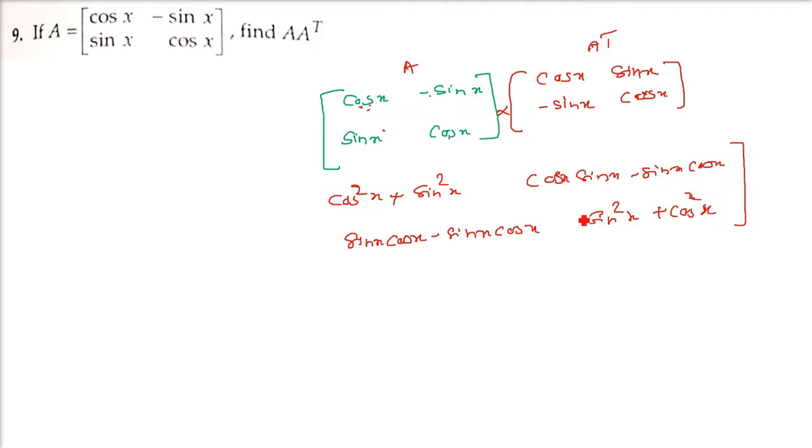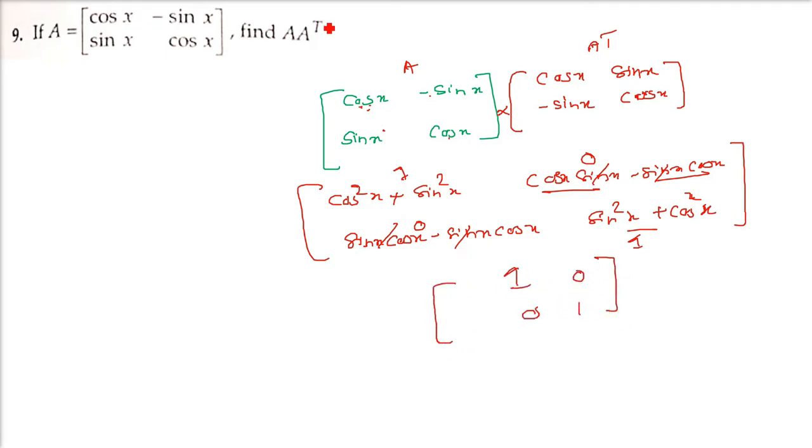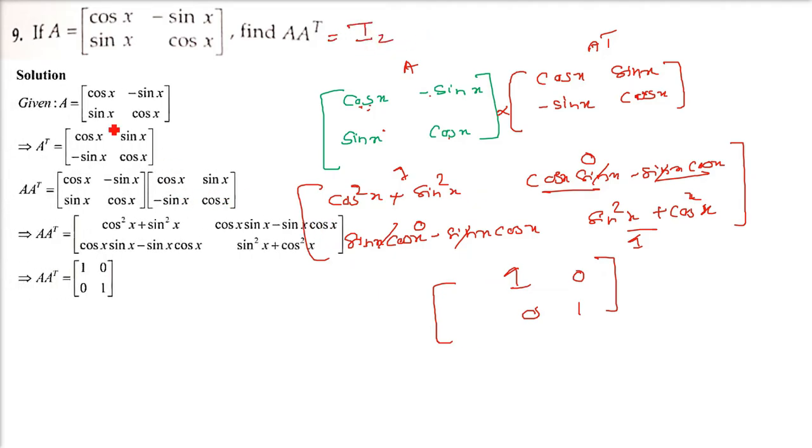Okay, so this cos x sin x minus sin x cos x is going to be 0 because they both are the same term. This also becomes 0. Cos square x plus sin square x is 1. This is going to be 1, this is going to be 1. So just write it like this. 1, 0, 0, 1. And this is nothing but the identity matrix. This is I2, identity matrix. So this is how it is going to be done.